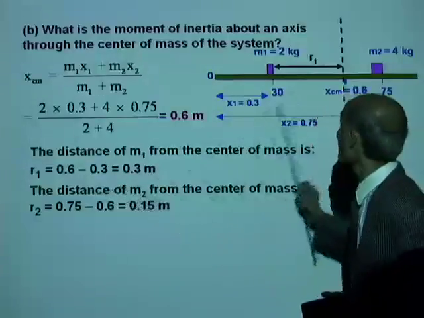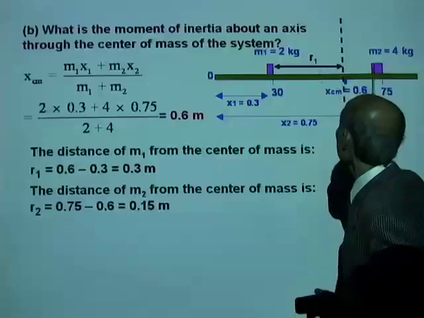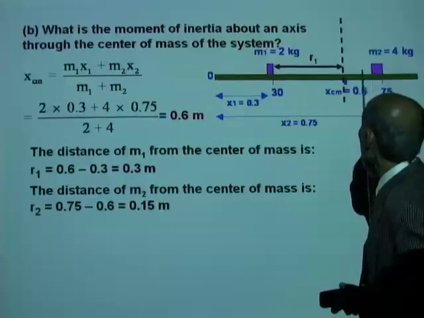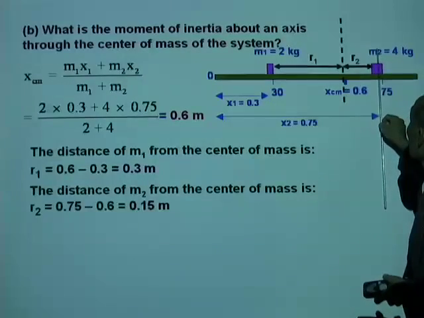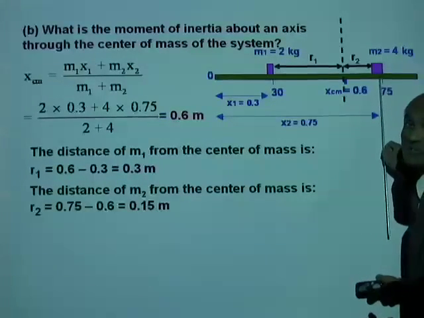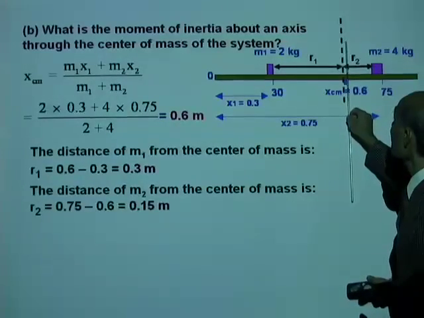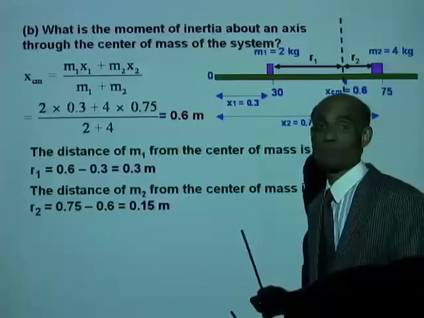The distance of m2 from the center of mass is, what is that distance? The distance of m2 from the center of mass is this distance, r2. And what is that equal to? 0.75, 75 centimeter. 0.75 minus 0.6, that is 0.15 meter.